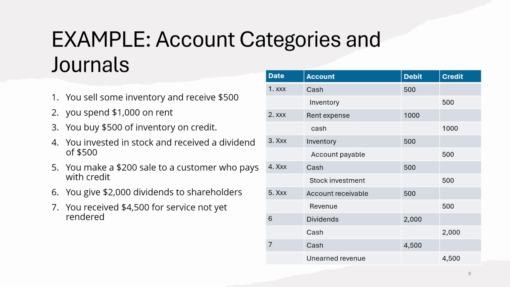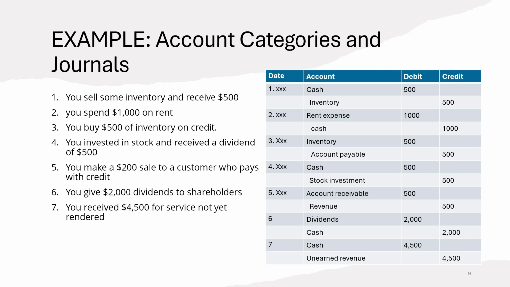Number 5, you make a $200 sale to a customer who pays with credit. In this case, your customer pays you on credit. Therefore, it's not your debt, it's your accounts receivable, which is recorded on the debit side. And on the other hand, the sale is counted as revenue, so the income is recorded on the credit side.